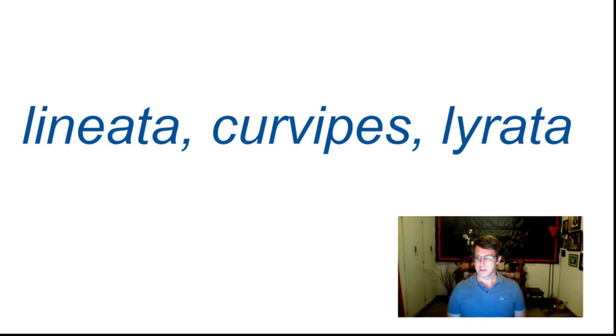So that's it for the described species of Harpactira that we're going to look at. The last three described species which I need to mention are those names that you see here on the screen: Harpactira lineata, curvipes, and lyrata. And these are three species that we basically can't resolve what they really are without seeing the type specimens and comparing those to existing material.